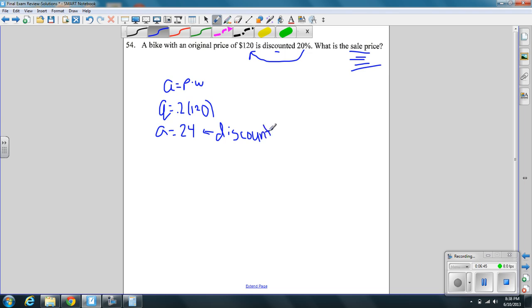Okay, so now with this discount, we're going to take the original $120 for the bike, and we are going to subtract what we're saving. So we're going to take 120 minus 24, and that equals $96 for the bike. So that's our sale price.